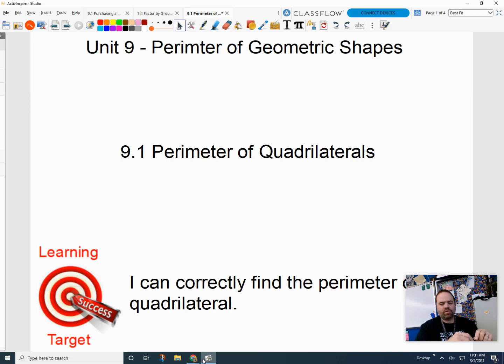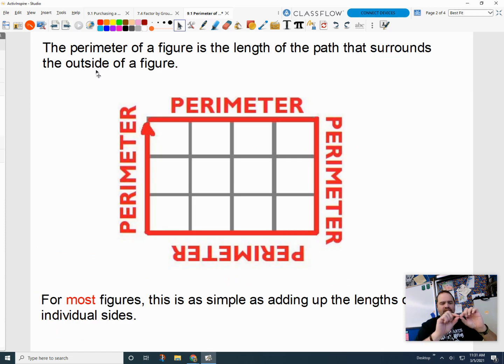So the idea with perimeter is, imagine you're taking a piece of string and you're trying to wrap it around the outside of a figure, like a ribbon on a present. Perimeter is that single thin one-dimensional unit, and we'll get into that a little more later on. I've taken my little red string and wrapped it around my rectangle. That's what we're trying to find: how long is that string?